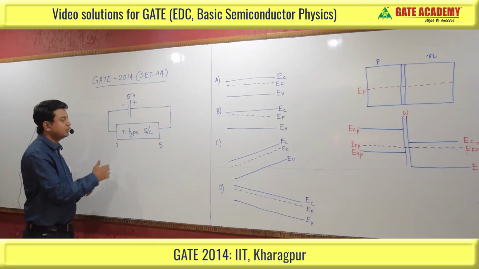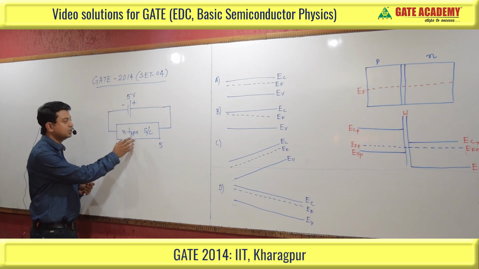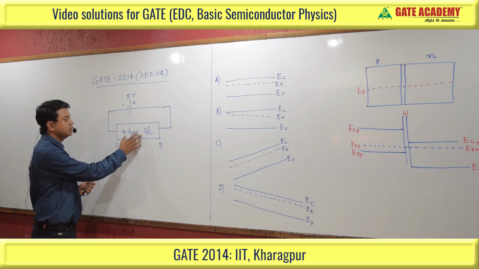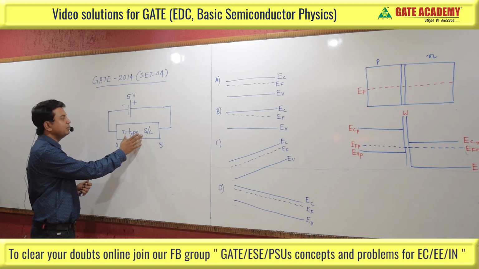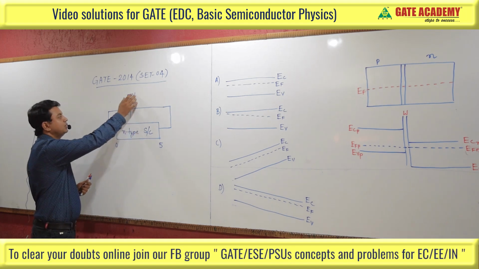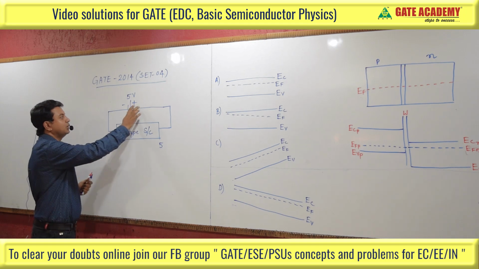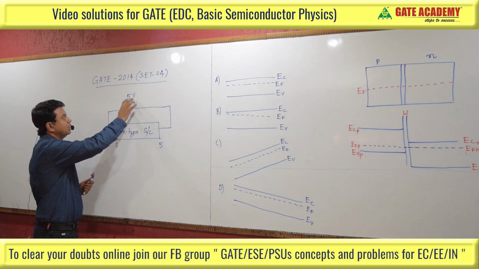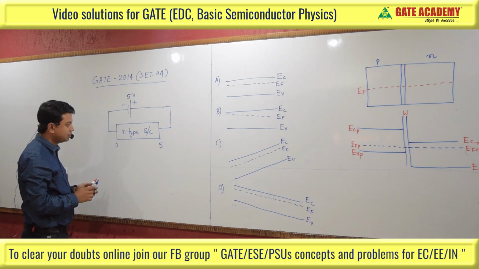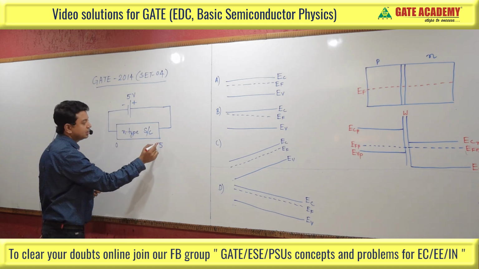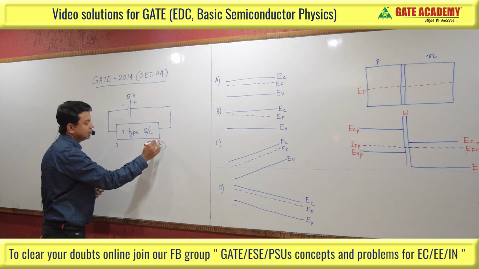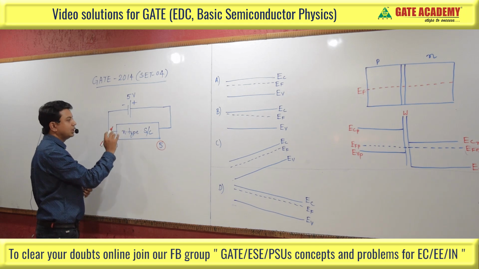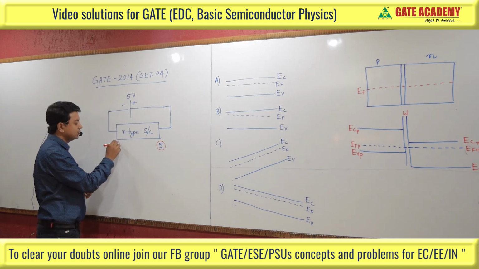This is the diagram given in the question. In this we have an n-type semiconductor which has the majority charge carrier electron and the minority charge carrier holes. In this semiconductor, a 5 volt DC voltage is applied, with the polarity positive on the right side and negative on the left side. If this polarity is considered, we can assume that on the right side 5 volt is applied, and with respect to this 5 volt, the left side may be taken as 0 volt.